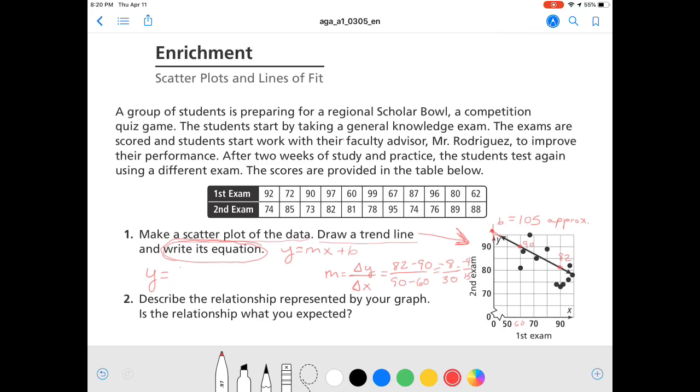So we have y equals, and then our m value, our slope, negative 4 over 15, x, plus our y-intercept, which we put at 105. So this would be our equation for the scatter plot and trend line of this data.